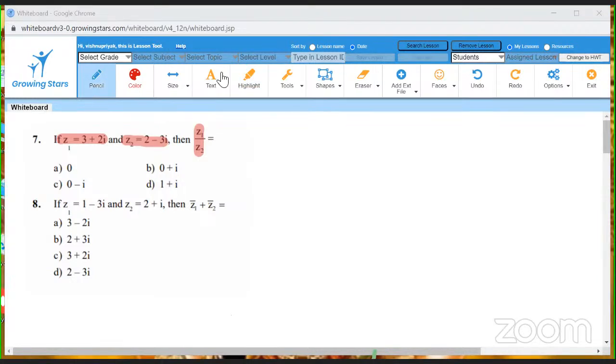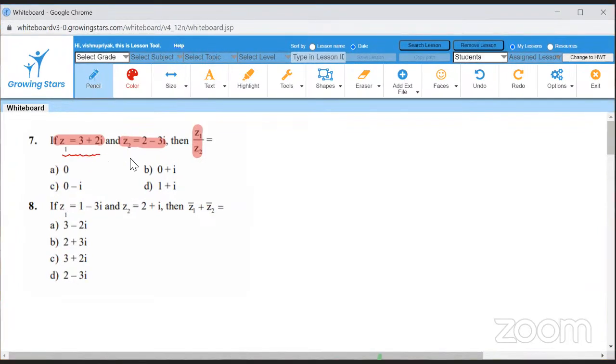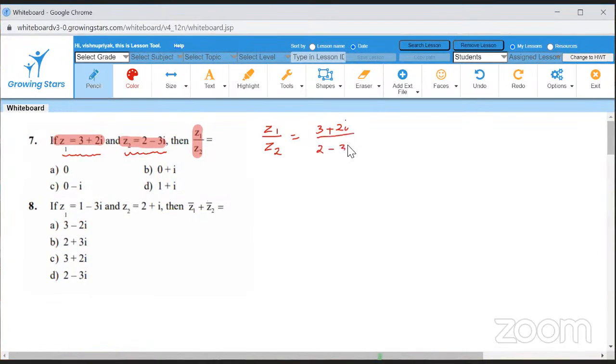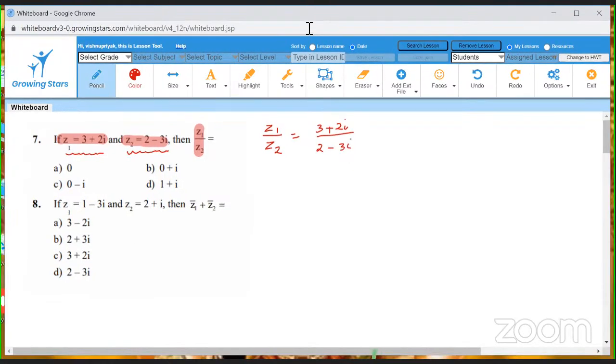Arpita, what I said is Z1 is given as 3 plus 2i. Z2 is given as 2 minus 3i. You have to find Z1 by Z2. That means you have to take 3 plus 2i and divide by 2 minus 3i. What will be the answer?